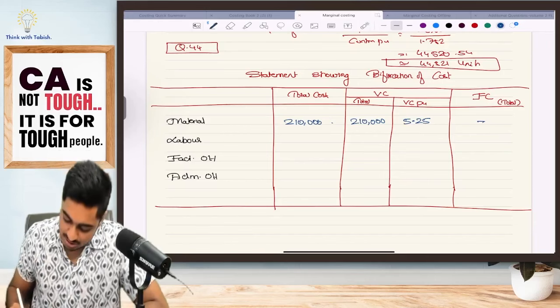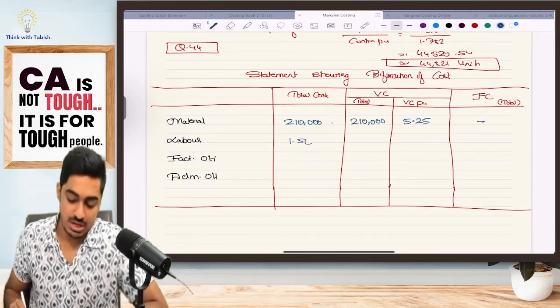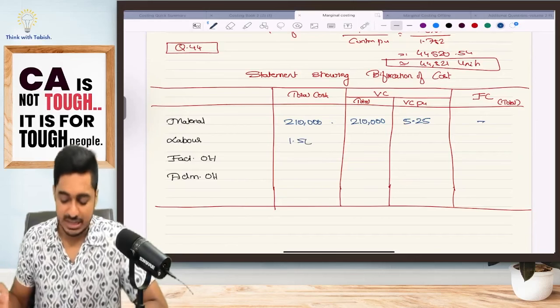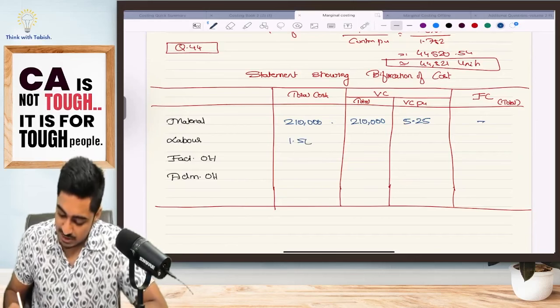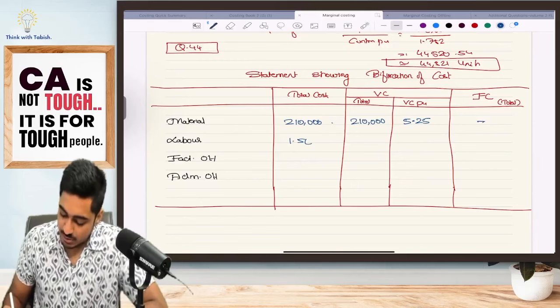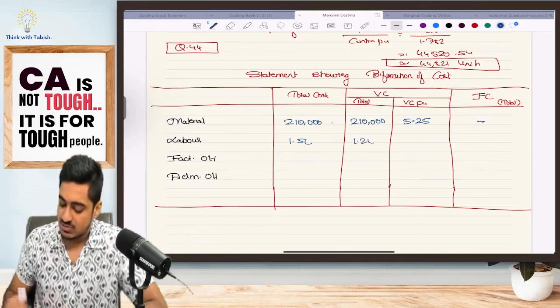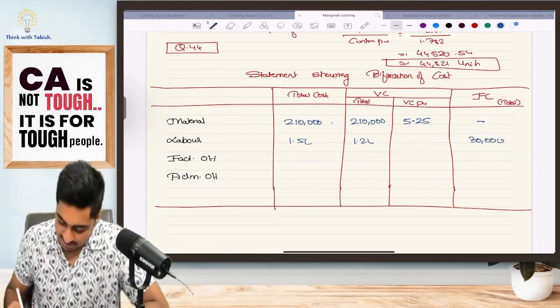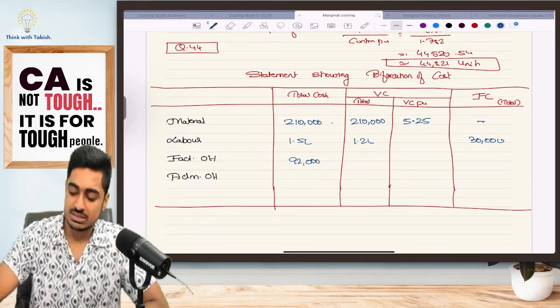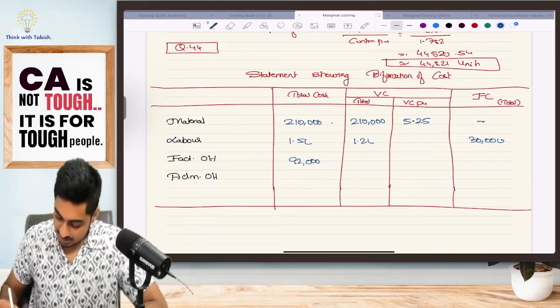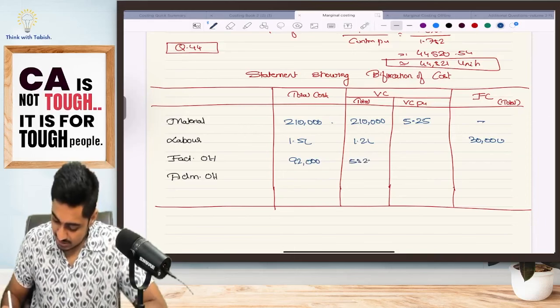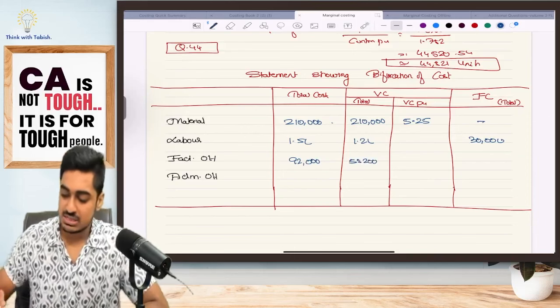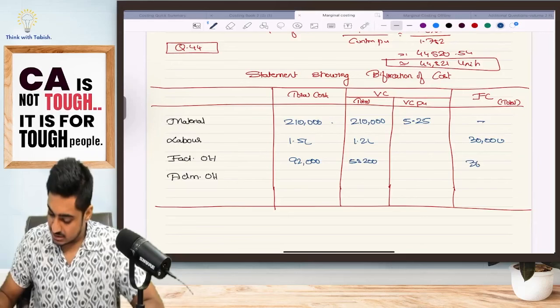Come to labor. How much is labor cost? 1.5 lakh is labor cost. How much percentage is variable? Sir, 80%. That means how much will be my variable cost? 1,50,000 into 80%, 1,20,000 is variable. 30,000 is fixed cost. Factory overheads, how much is it? Total is 92,000. How much percentage is variable? 60% is variable. That means 55,200 is variable. That means 40% is fixed, 36,800 is fixed. Yes or no, everyone?